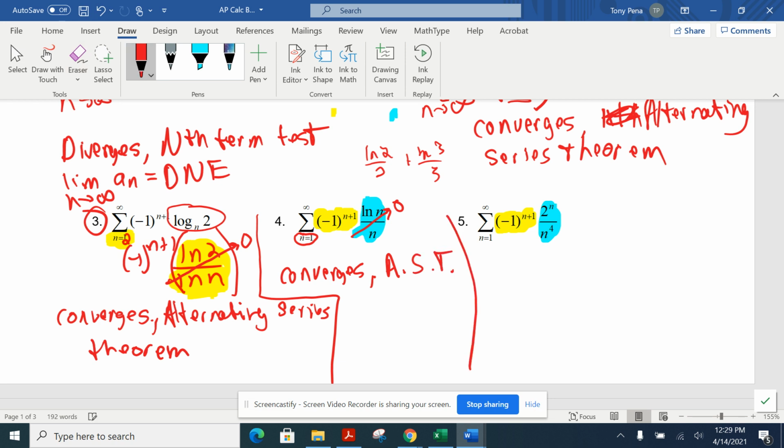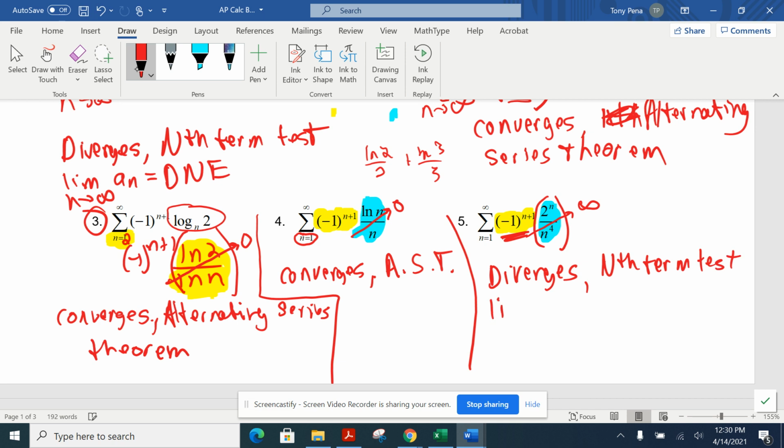All right. When we go to number 5, same thing. Here's our alternating part. This term here for sure is going to remain positive all the time. So the only last thing that we need to check is, will this thing go to 0 as n goes to infinity, or basically does it pass the nth term test? And does it? No, definitely not. That faster growing function is on top. So this is infinity. So when we justify the fact that this diverges, it's because of the nth term test.